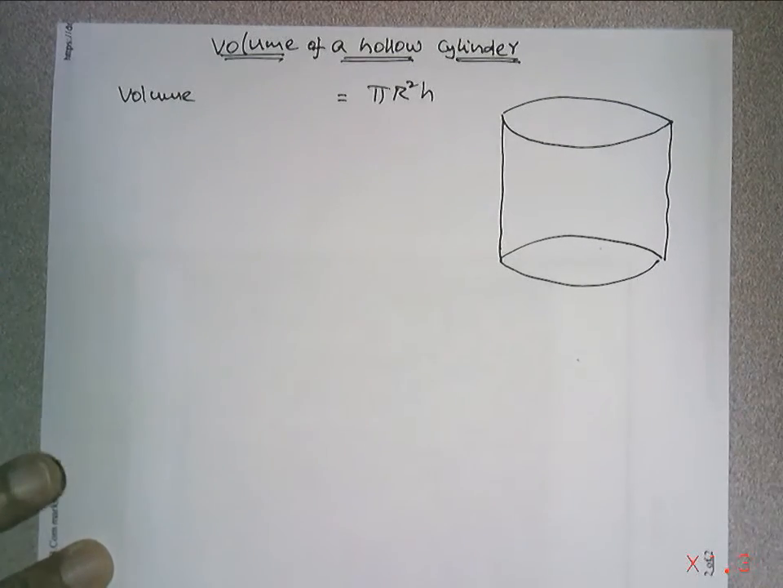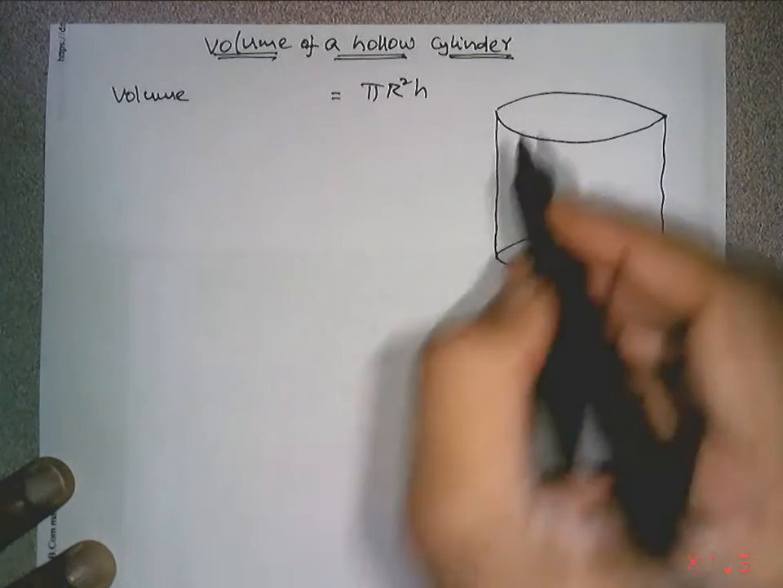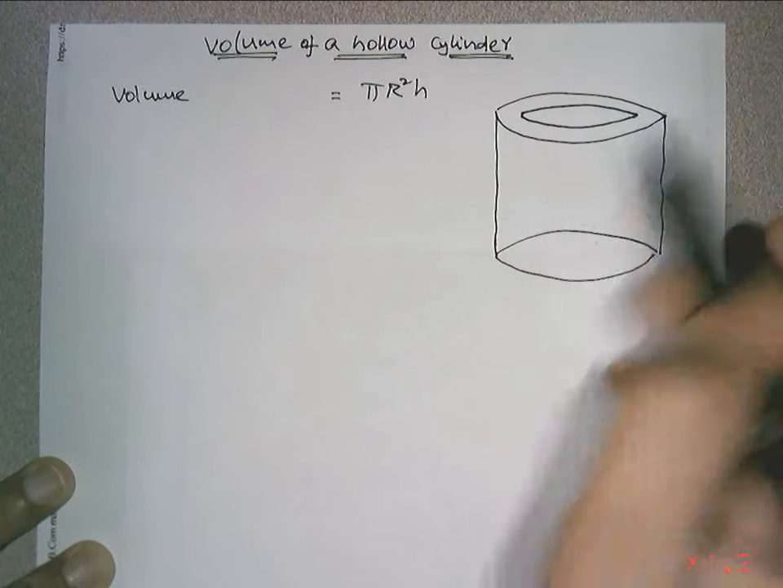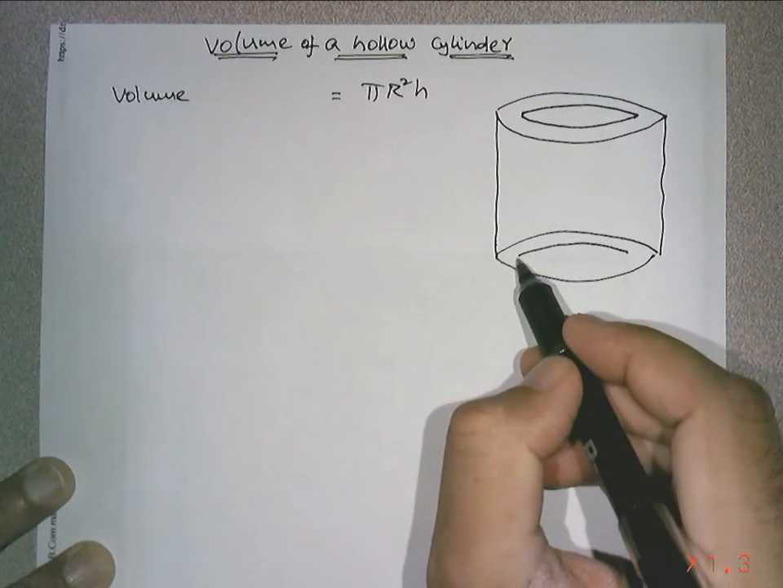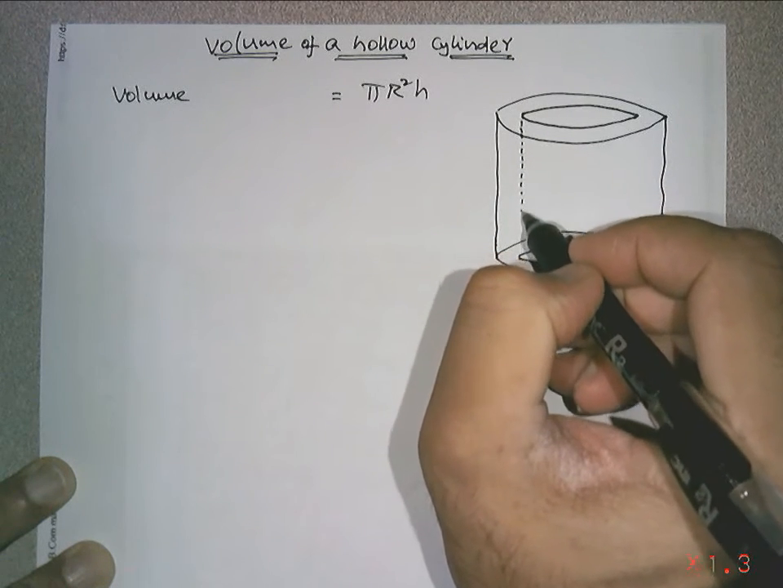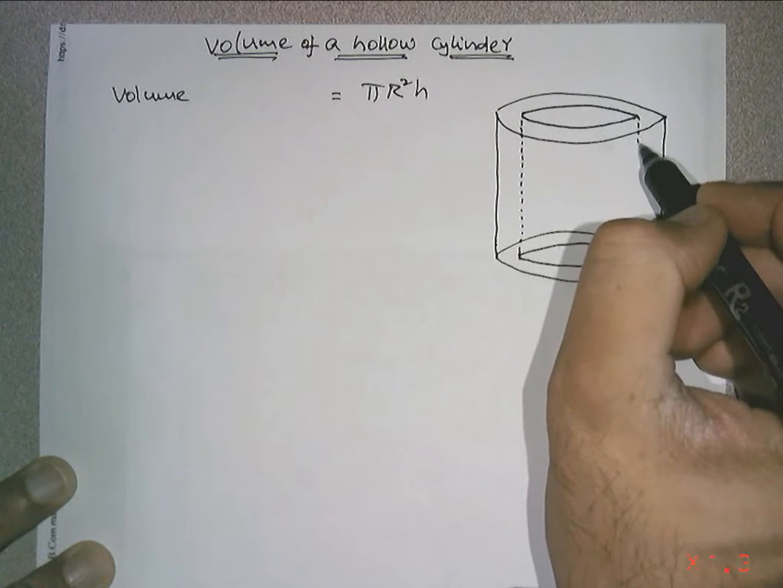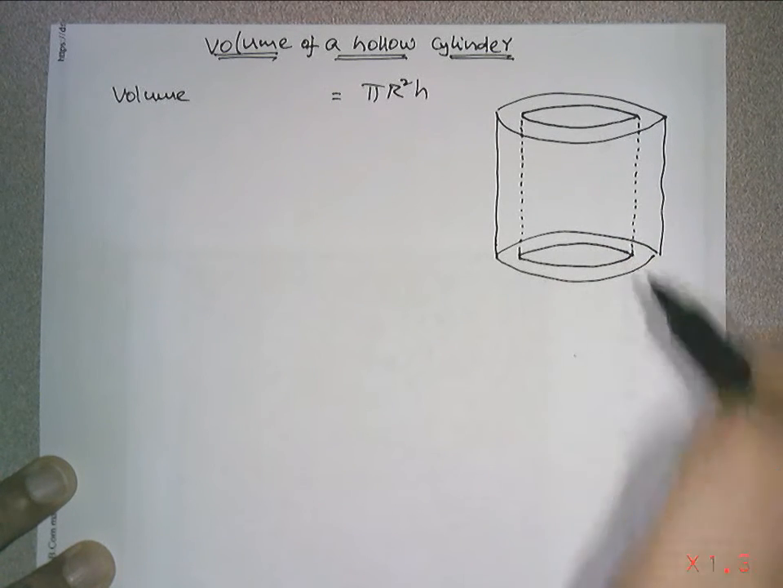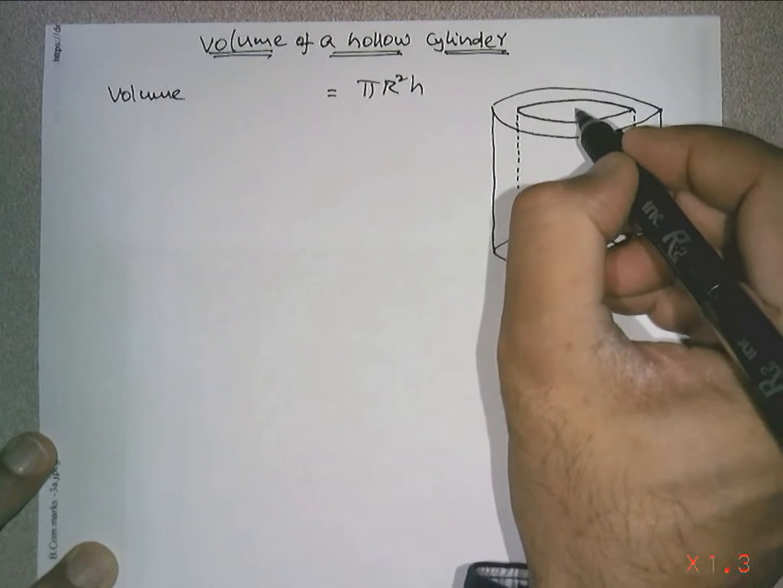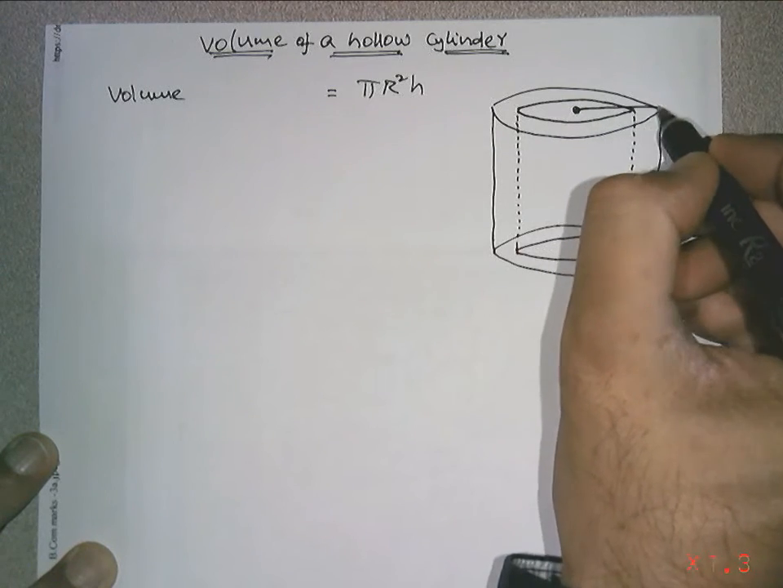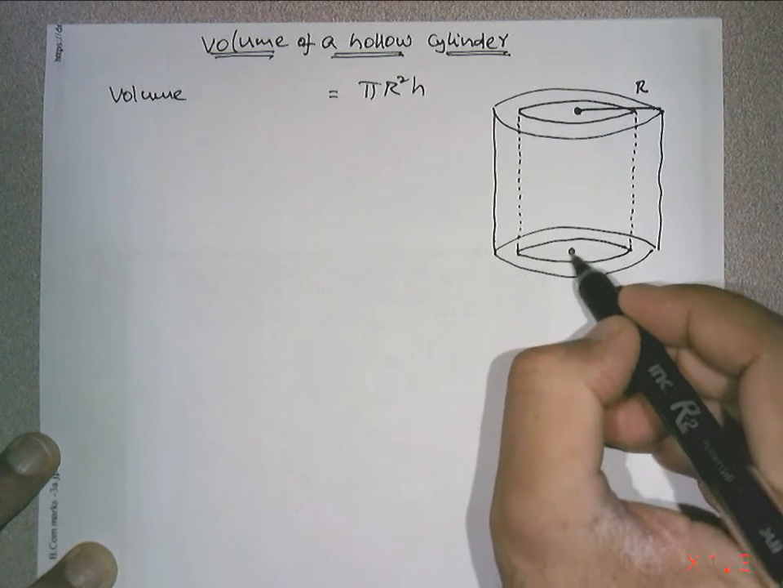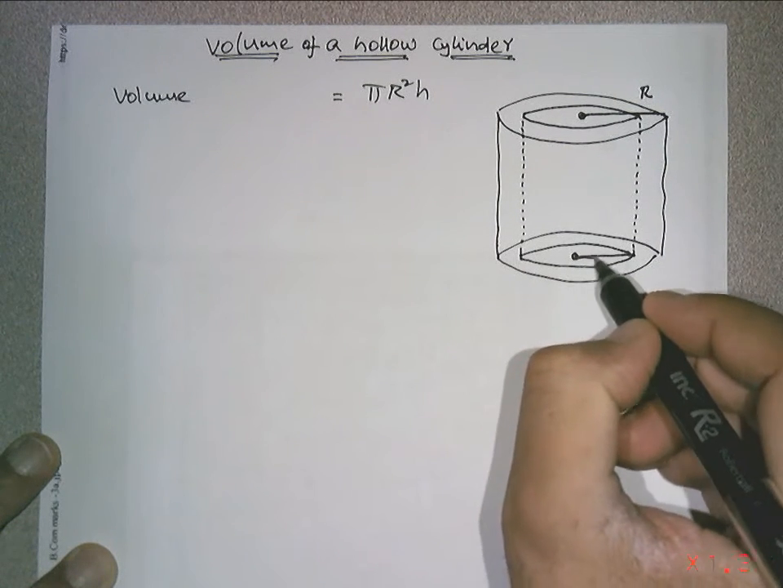Assume that I am using a machine. By using the machine, I am carving out a small cylinder and cutting it. So when I cut it and remove this one, I will be left with a pipe or tube kind of structure. Technically speaking, this is the radius of the original cylinder, and this is the radius of the inner cylinder.